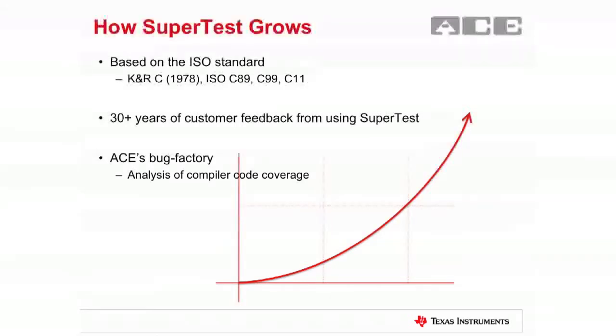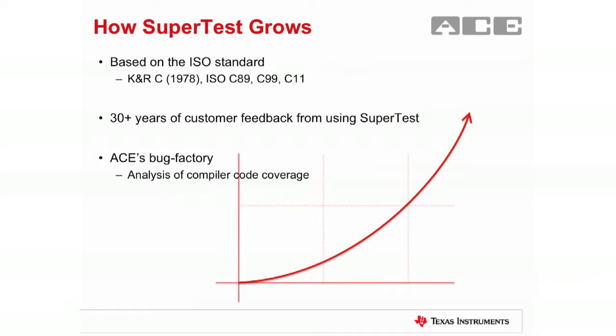SuperTest has also grown from defects found in compilers that were not initially detected by SuperTest. ACE, as you may know, is also the developer of the COSY compiler development system. SuperTest and COSY are used side by side and keep each other in check. Furthermore, feedback from the many SuperTest customers gave us direction for SuperTest's expansion. Another tool that we use to grow SuperTest is ACE's so-called bug factory.